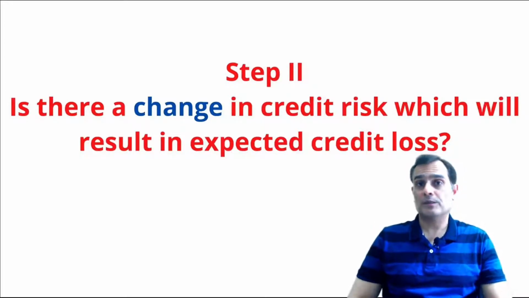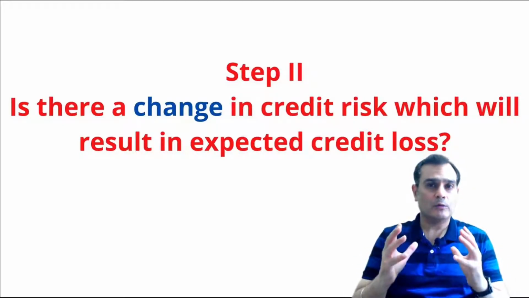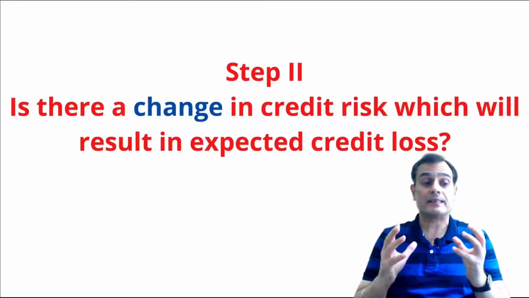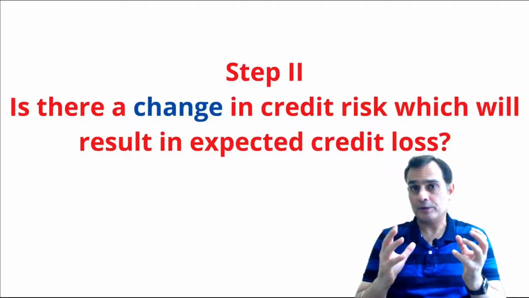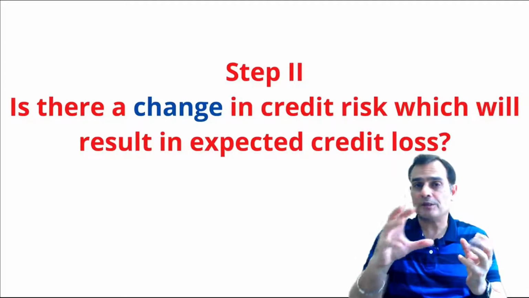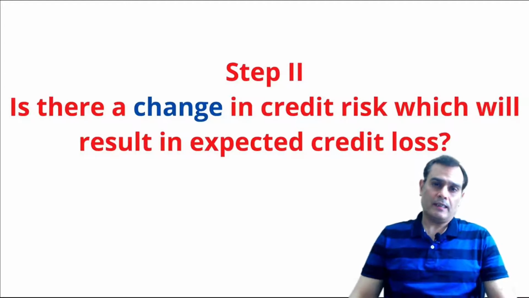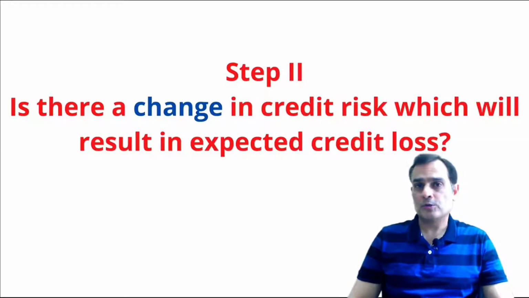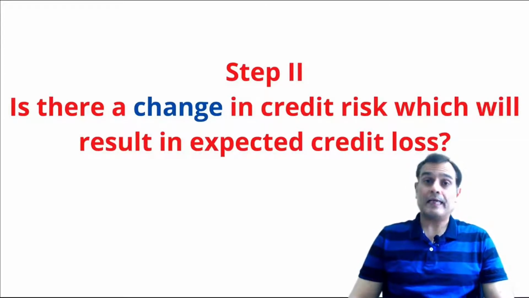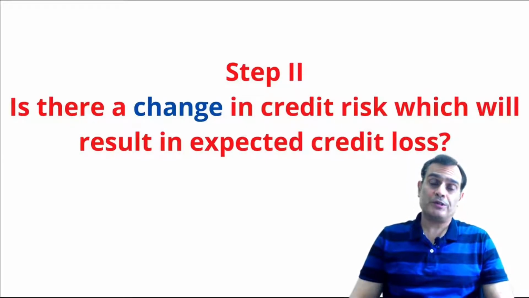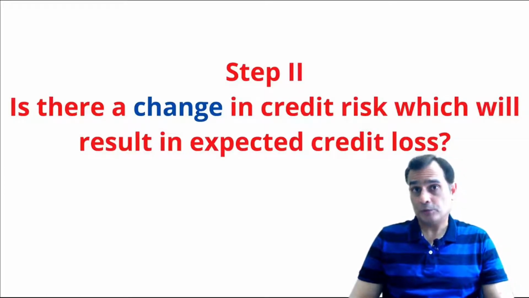So when I use the word change, that is quite indicative that I am looking not at the credit risk at inception, initial recognition, but at the change in the credit risk. Now, at this stage it is also relevant to tell you that, as you've seen, there are two approaches dealing with ECL. One is called the simplified approach and one is the general approach. This step number two is something we need for the general approach.